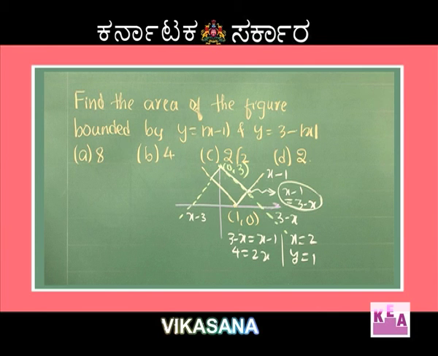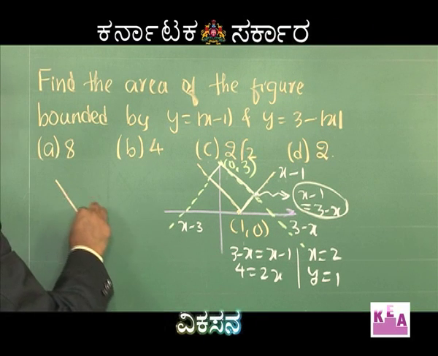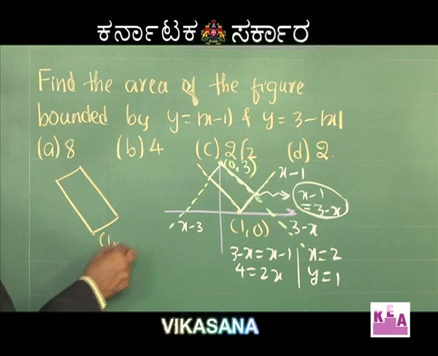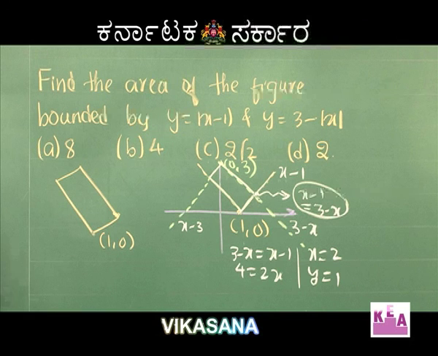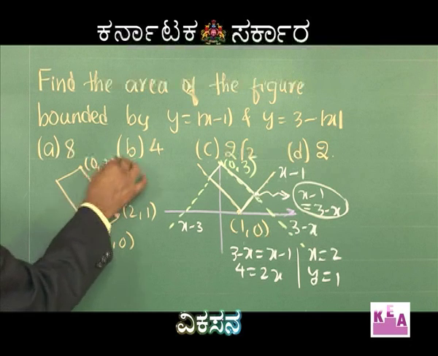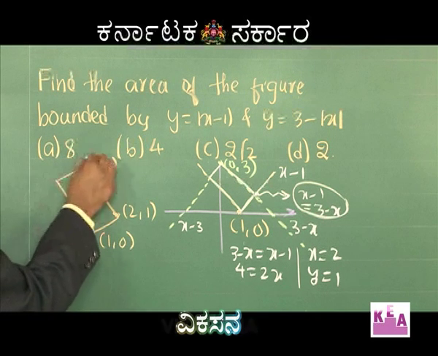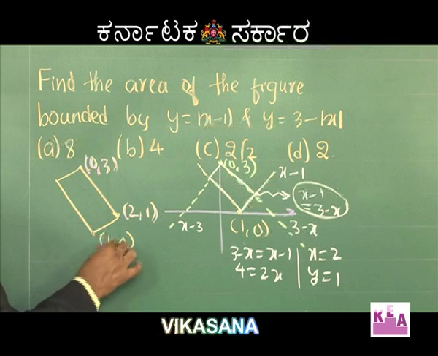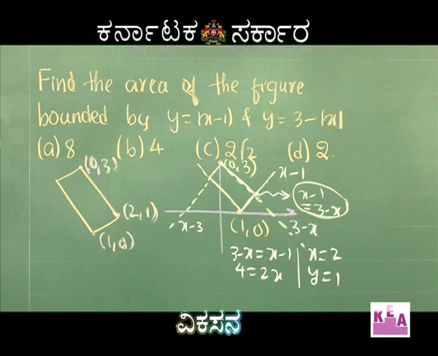When x is equal to 2, what happens to y? You will get 2 minus 1, that is equal to 1. So therefore, x is equal to 2 and y is equal to 1. So now let me rewrite the same rectangle once again here. See here, dear students. I am just rewriting the same rectangle once again. This point is 1 comma 0 and this particular point is 2 comma 1 and this point is 0 comma 3. This is 0 comma 3, this is 2 comma 1 and this is 1 comma 0.